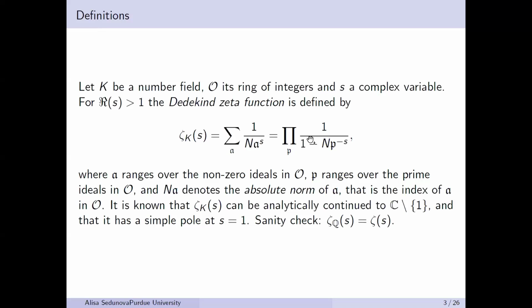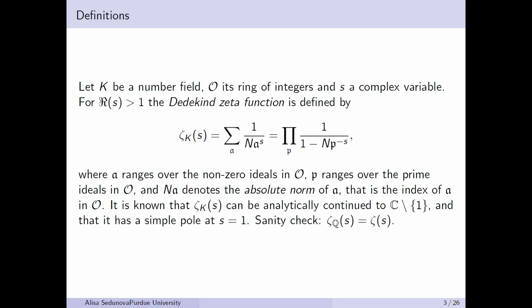Just as a sanity check, if we take K to be the rational numbers, then we get our normal Riemann zeta function, and then here we get the sum over n from 1 to infinity of 1 divided by n to the s, and here we get the product of (1 minus 1 over p to the s) to the power minus 1. So everything is just fine, and this formula is nothing else than the Euler product formula. In the same way as the normal zeta function, the Dedekind zeta function can be analytically continued to the whole complex plane except a simple pole at s equals 1.